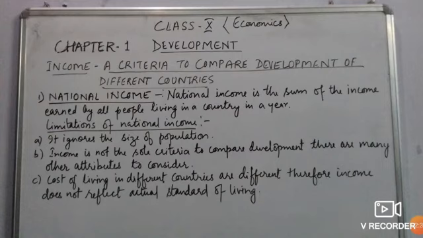Second reason is income is not the sole criteria to compare the development. There are many other attributes that need to be considered. For example, the citizens having good living standard, the health facilities they are availing. Say people in one particular nation are having good income, but they are not having sufficient health facilities. So how can we say that the nation is developed? So other attributes, other criteria need to be considered while judging the development of different nations.